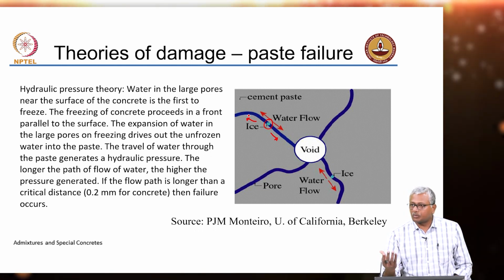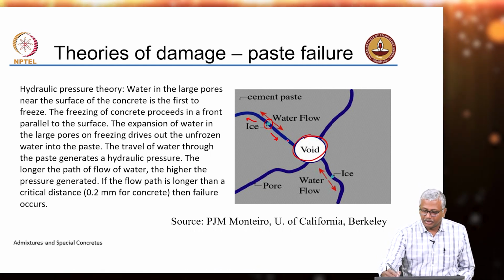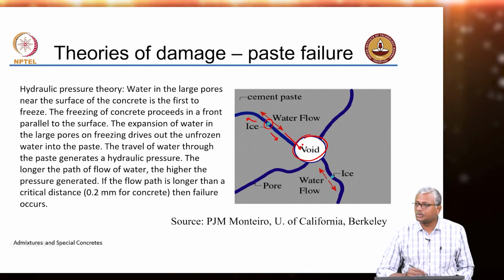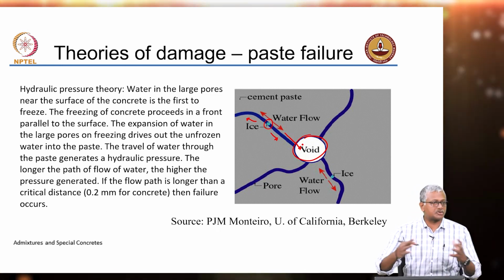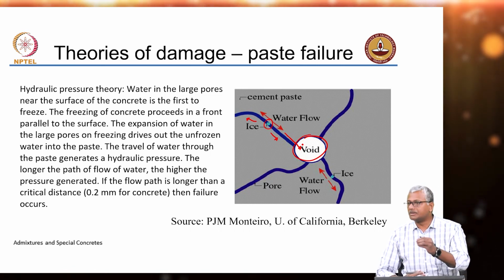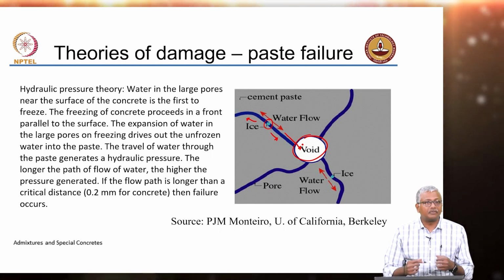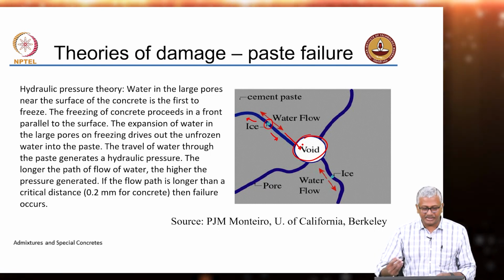When you do air entrainment, what happens? You provide a nice void space inside. The water that is there comes into the void and now has enough space to expand. So, you are providing these air entraining bubbles to allow the water to expand into ice rather than flowing long distances, which causes a stress.